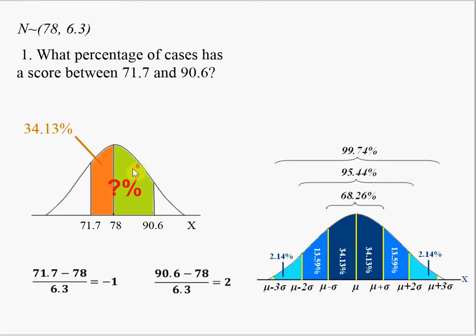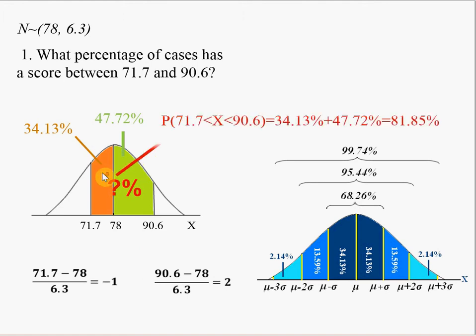So this slice is 47.72%. Now you combine the two slices together, and you obtain the value 81.85%. So that's how we can do this type of calculation based upon the characteristics of a normal distribution.